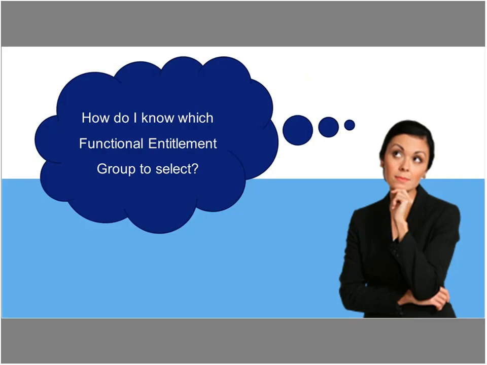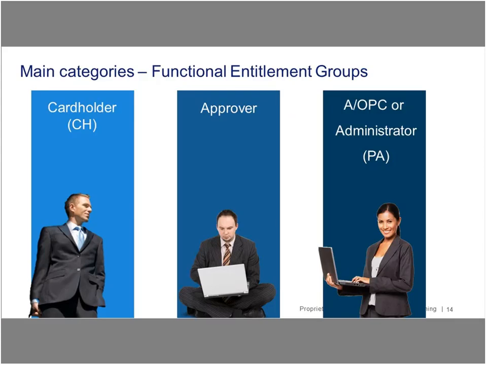Now, you're probably wondering, how do I know which functional entitlement group to select? Well, there's three main categories of functional entitlements: cardholders, approvers or managers, and then administrators.